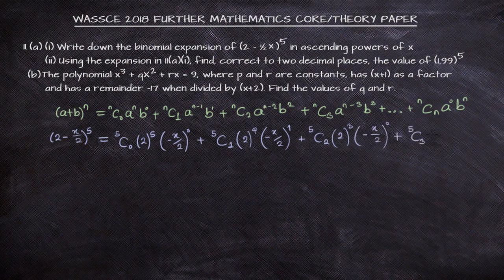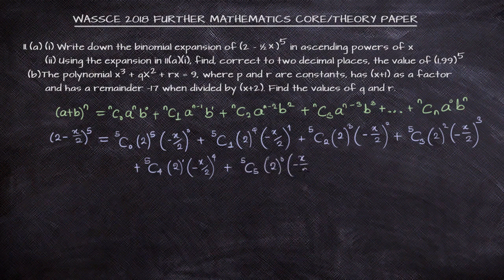Now, the mistake that students normally make is that when we are working with the minus x over 2, we tend to forget the negative sign and we just write x over 2. And right from the beginning, we're already getting our question wrong. So if you continue correctly, the last term will be 5C5, 2 raised to power 0, (minus x over 2) raised to power 5.